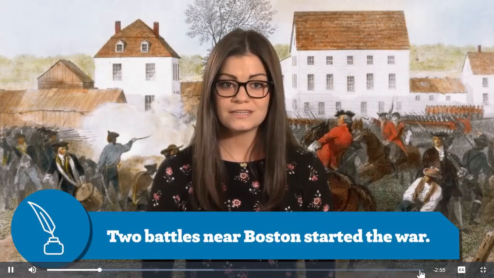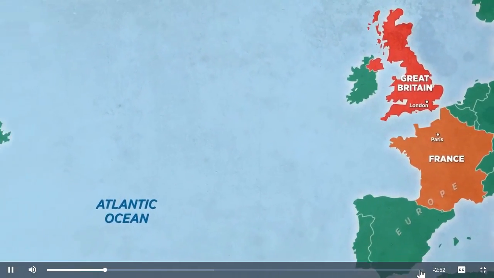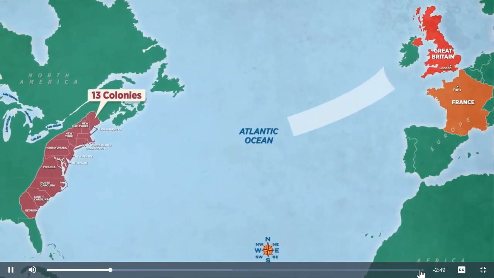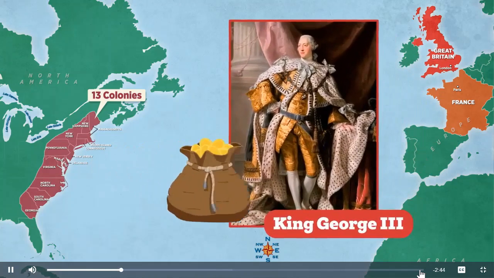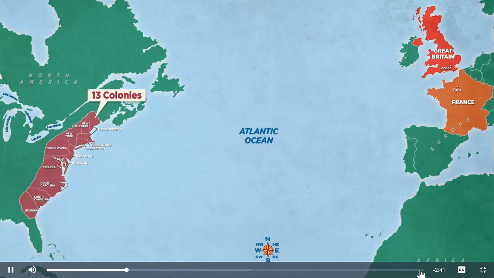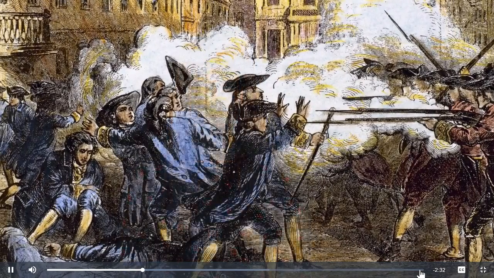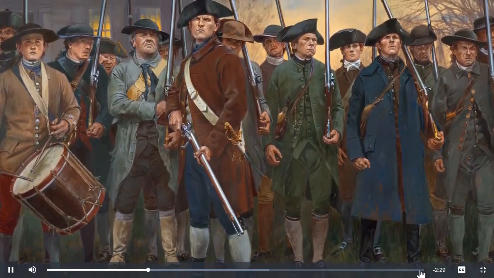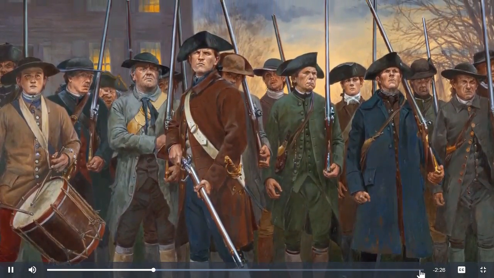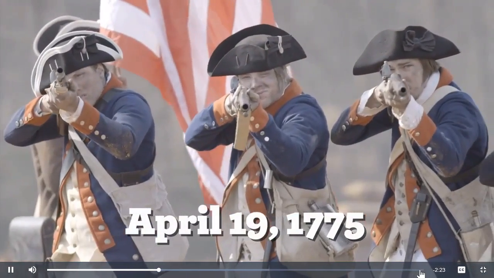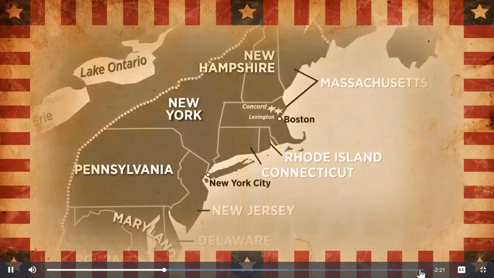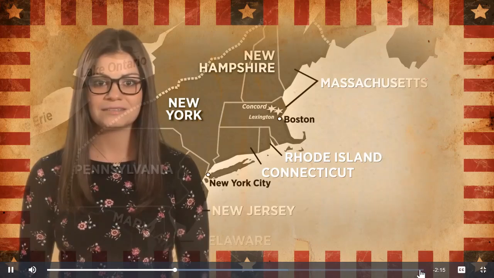Two battles near Boston started the war. During the 1600s and 1700s, settlers from Great Britain established 13 colonies in America. Over time, the colonists became fed up with King George III's taxes. And when the king sent thousands of soldiers to America to enforce his rules, clashes between colonists and the British troops became all too common. Many colonists wanted to break free from Britain, so the colonies formed militias to prepare for war. On April 19, 1775, shots were fired at the battles of Lexington and Concord in Massachusetts. The American Revolution had begun.